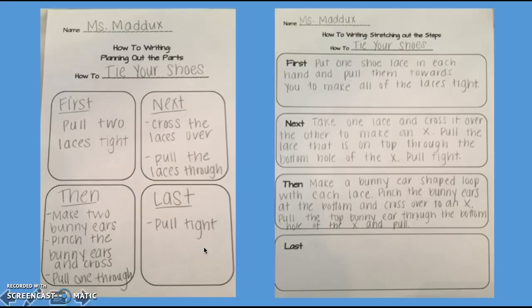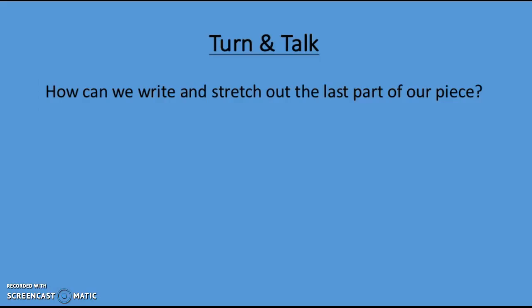It says pull tight. So what I want you to do is turn and talk with your partner. How can we write and stretch out the last part of our piece? So remember that last part just says last pull tight. That was all we put in our plan. So I want you to take about 30 seconds, talk with your partner, think about it. How can we stretch that out for our last detail of our writing piece? Okay, go ahead and turn and talk.